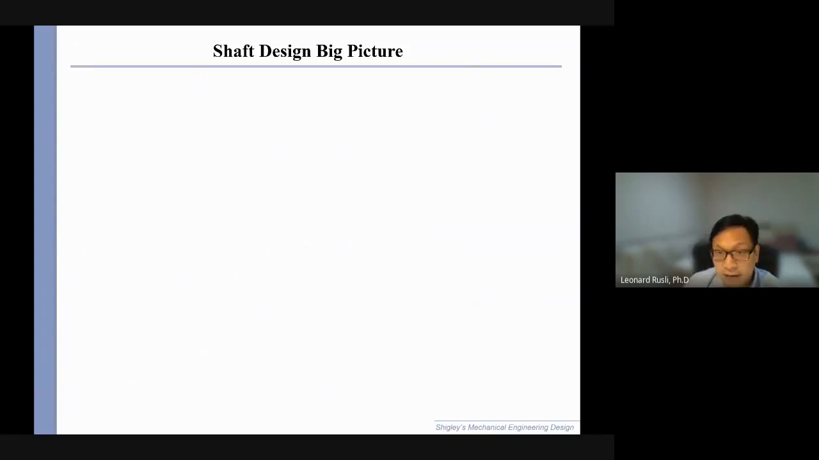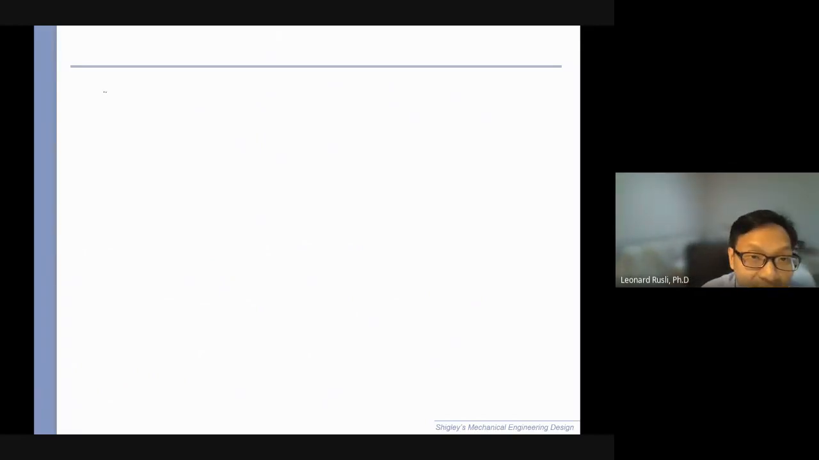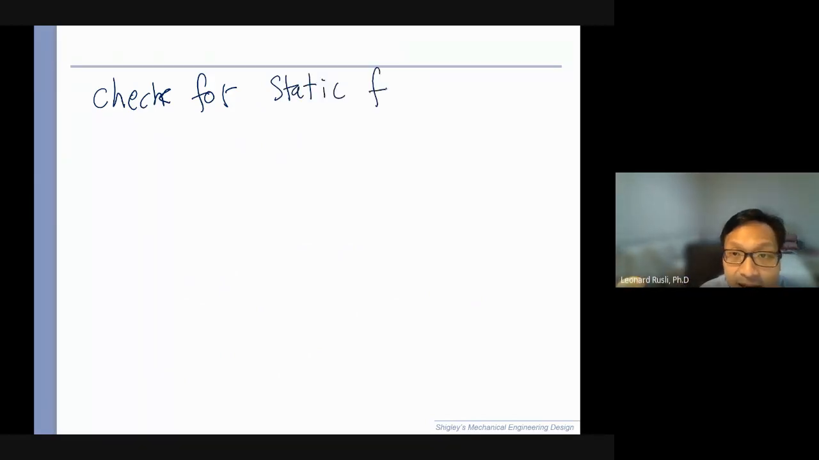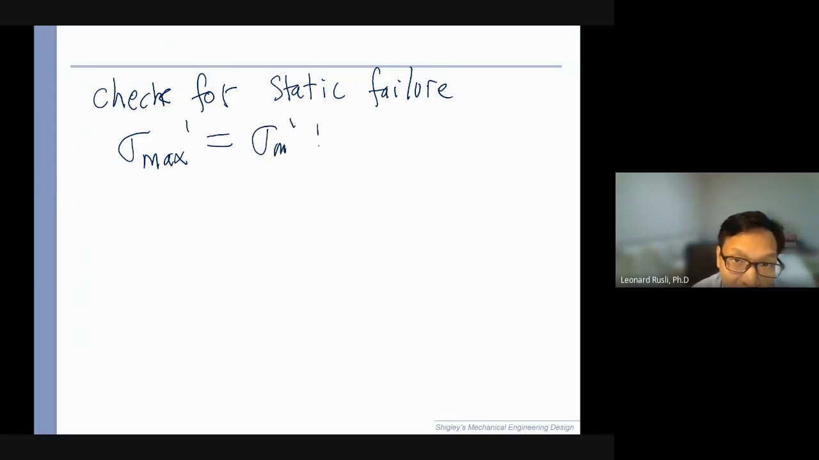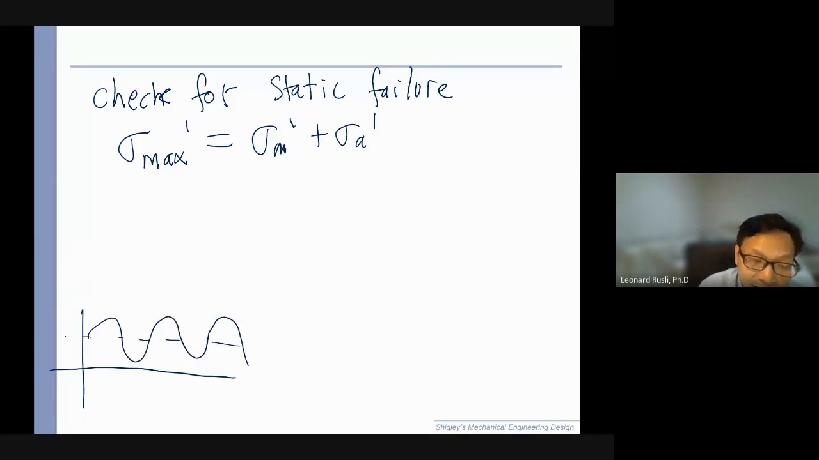Now, you actually need to do one more thing. We need to do a checking for static yield. Check for static failure. Karena yang kita lakukan tadi adalah fatigue failure, ya, dengan many cycles, right? Check for static failure is because the maximum is the mean plus the alternating. Remember, the fluctuating stress, this is mean plus minus sigma A, right?